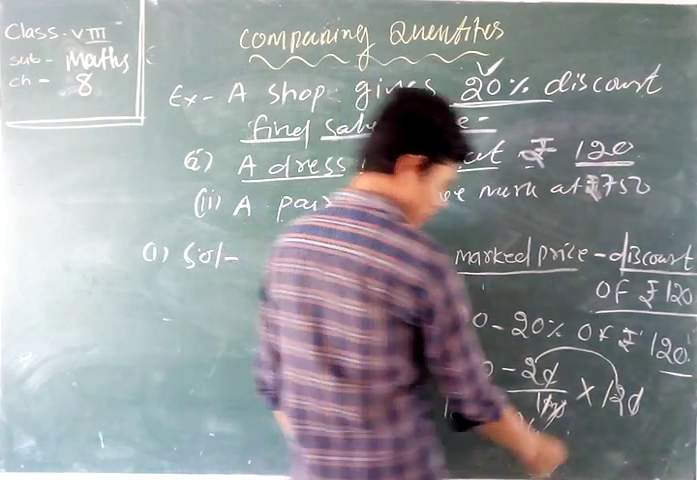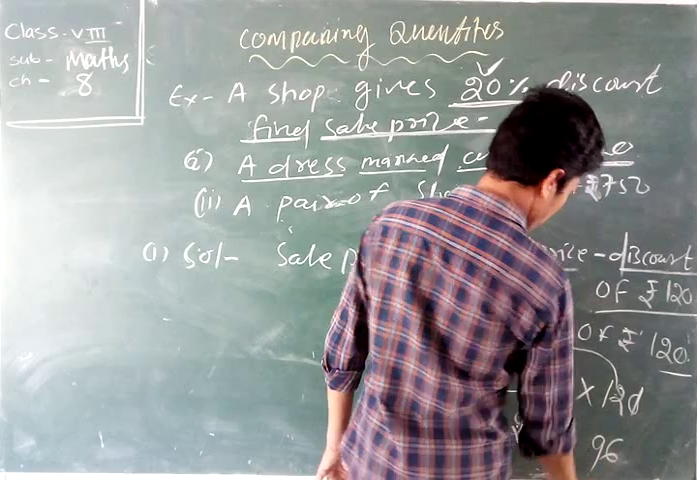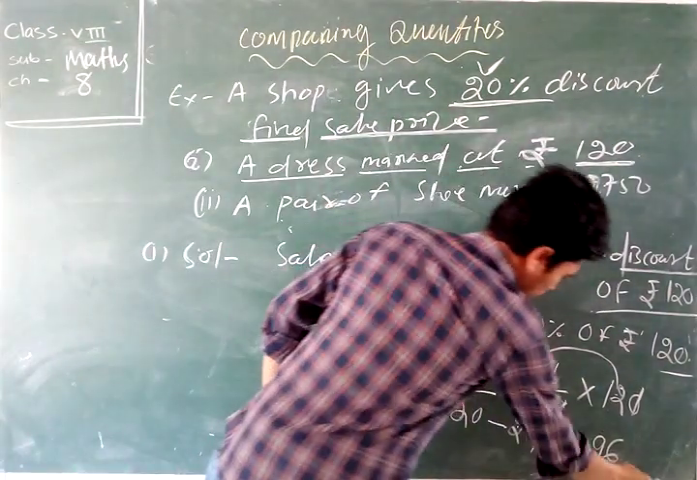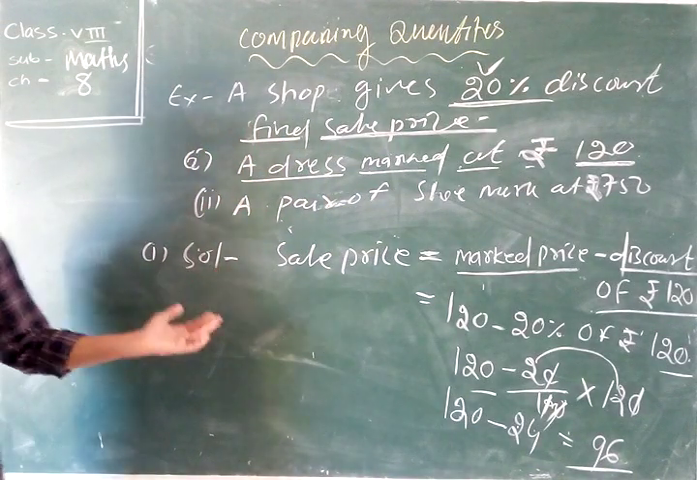10 minus 4 equals 6, and 11 minus 1 is 10, so it is 96. And what is the sell price of the dress? The sell price of the dress is 96 rupees. Now we find another solution.